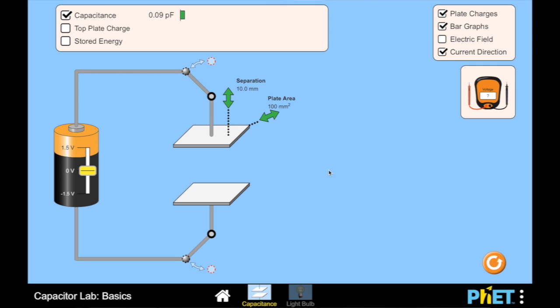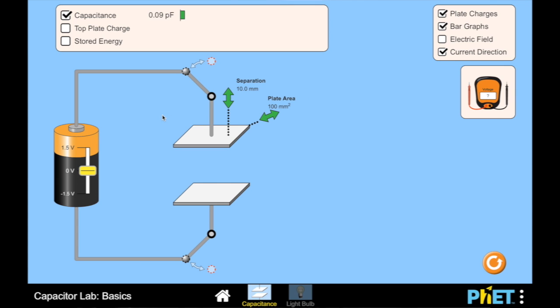Generally it's called microfarads. The simulation I'm going to show you is going to refer to it in picofarads because it's using such a very small voltage. But I'll have you take a look at that right now. Okay, here is the simulation, and this link will be available for you there on Schoology to see.